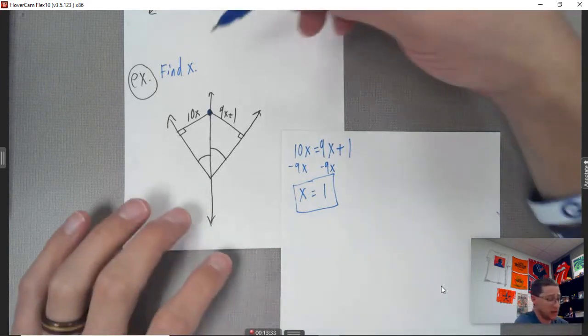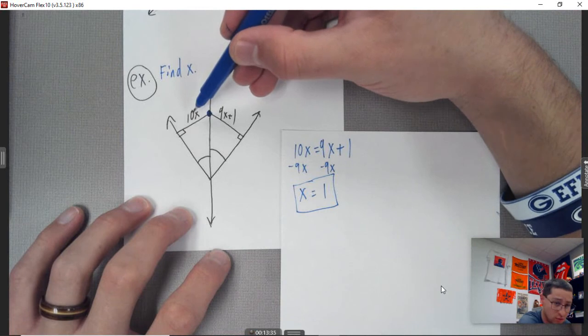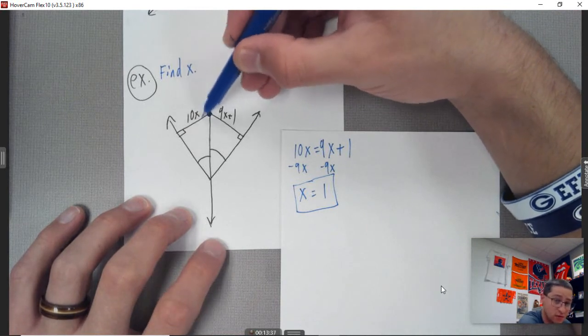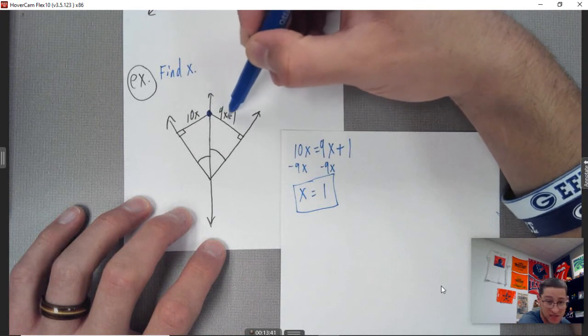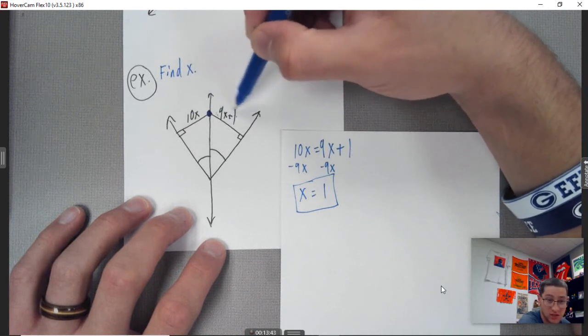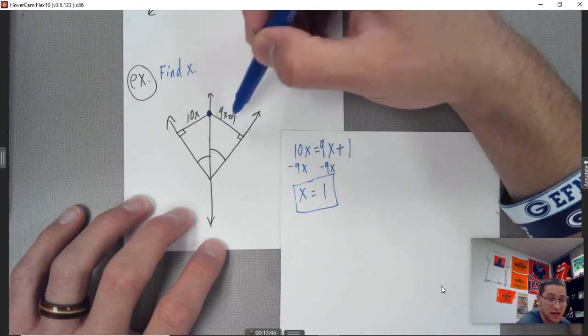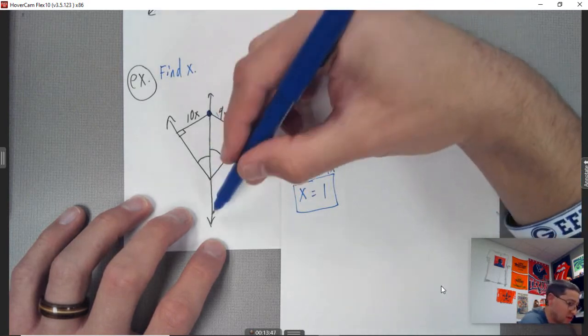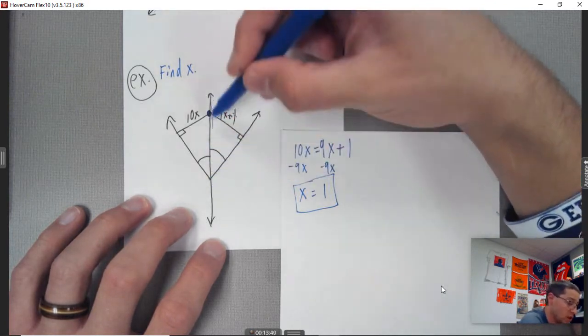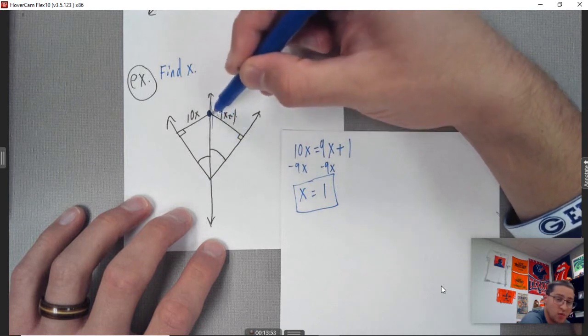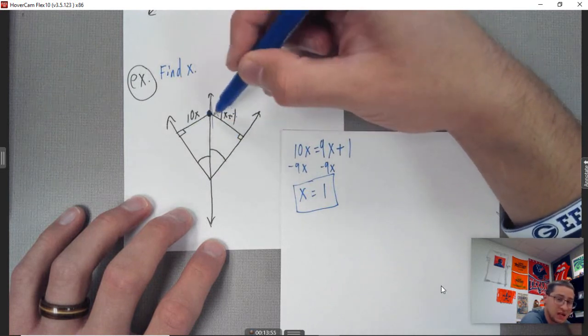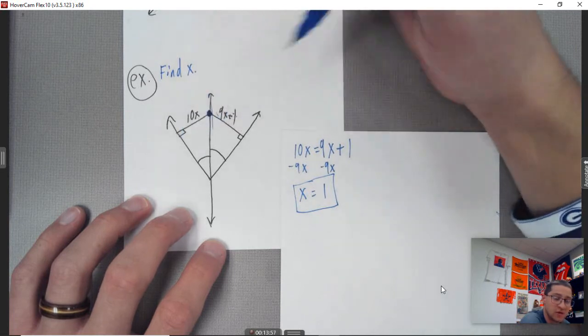Again, we can plug it back in just to double check. Maybe we'll do this in our heads. But 10 times 1 gives me 10. 9 times 1 gets me 9, plus 1, so this is also 10. So 10 and 10, and that better be the case if this is an angle bisector. And we know that it is because of these two angles here, and therefore that point is equidistant to the sides of those angles.